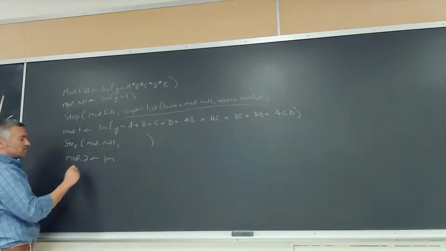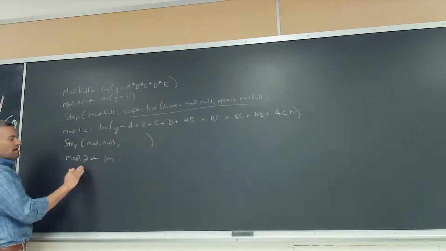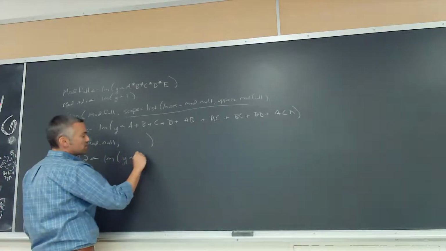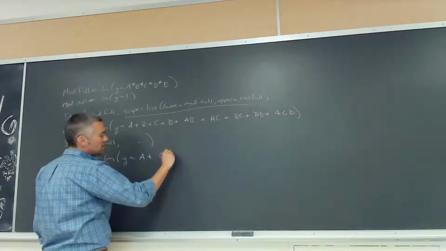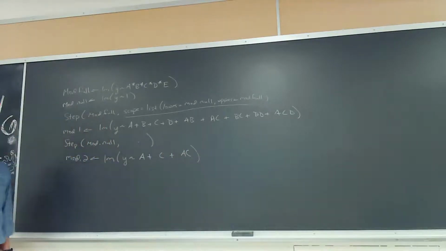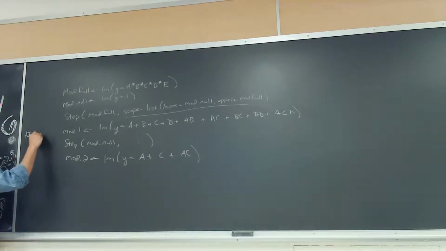When we're done, we say, okay, mod 2 now is ln y as a function of a plus c plus ac. And if we looked at our AIC, let's say this AIC is 110, and this AIC is 25. Which one's better? 25. Did we get to the same model?